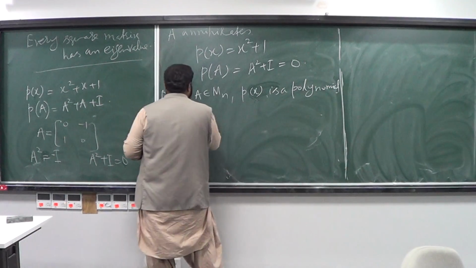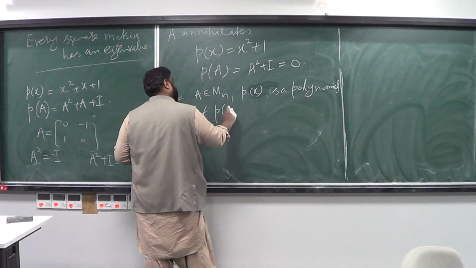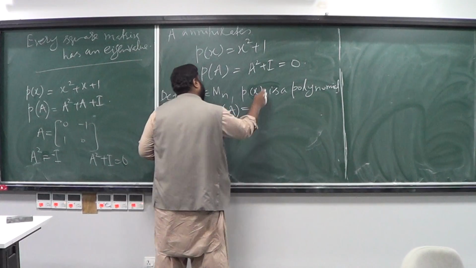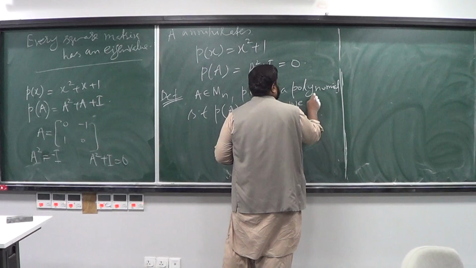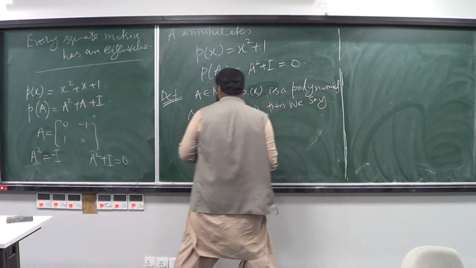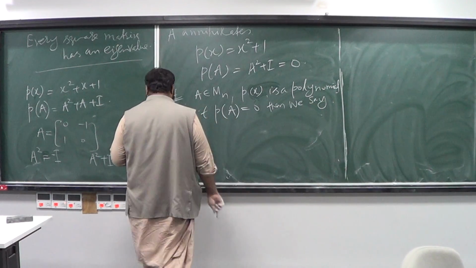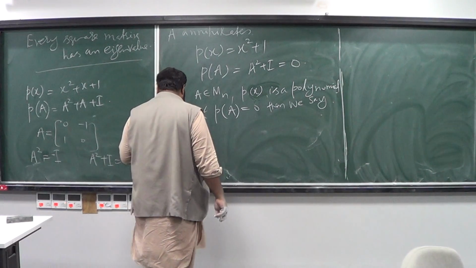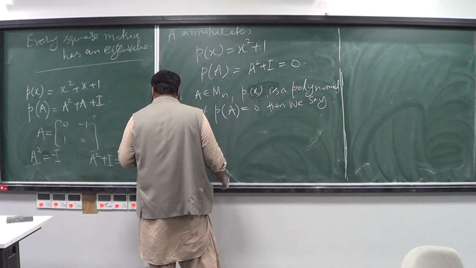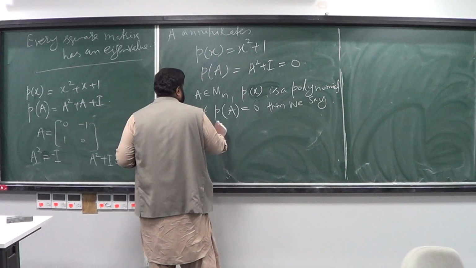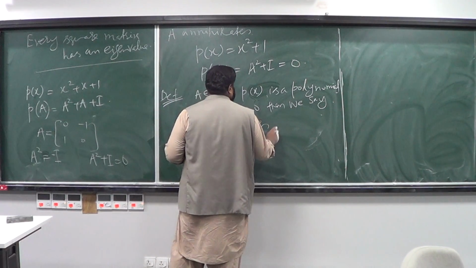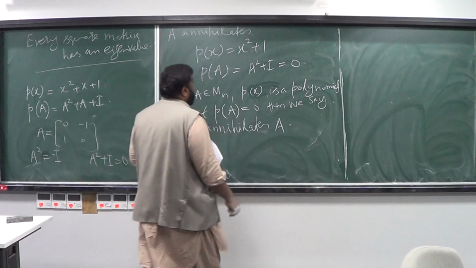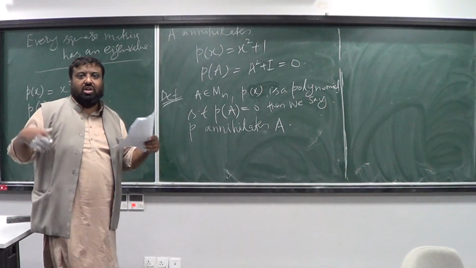Okay, it's a polynomial such that if in this polynomial you substitute A, you get 0, then we say that this polynomial P annihilates the matrix A. Okay, so by annihilation, in Urdu you call it tabahi actually.